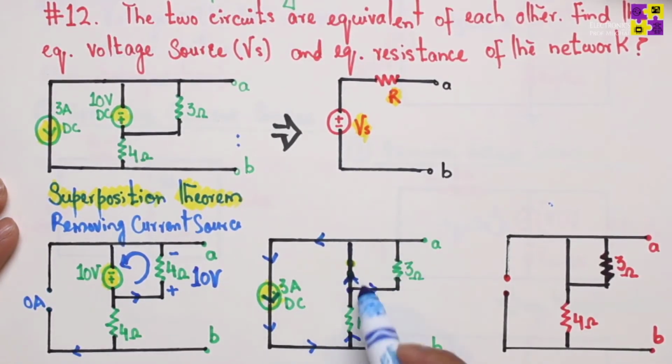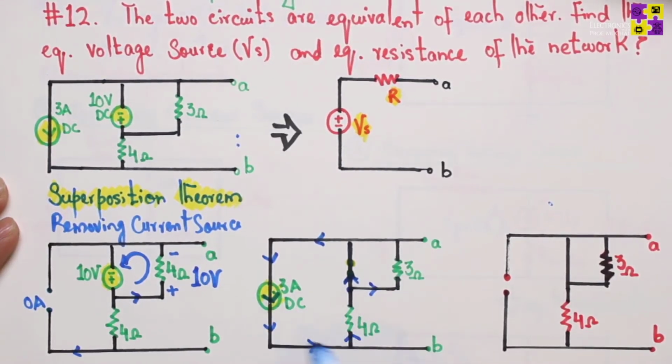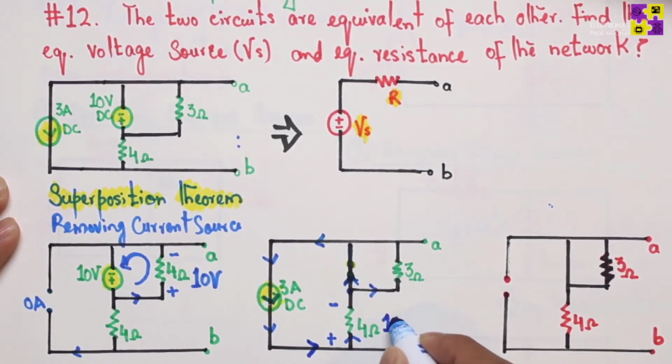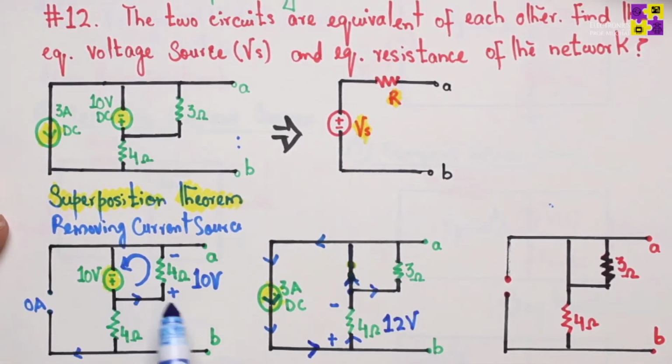And in order to find the voltage over here, remember, since current is flowing in this direction, you'll have positive here and negative here, correct? So the voltage is simply going to be the product of current and resistance. V equals IR. 4 times 3 is 12 volts. Okay, now we have independently figured out the impact of these sources.